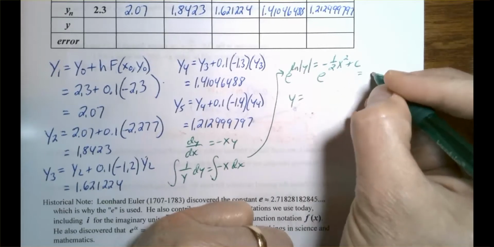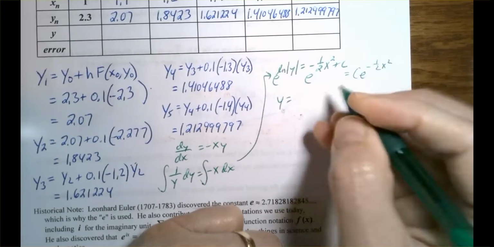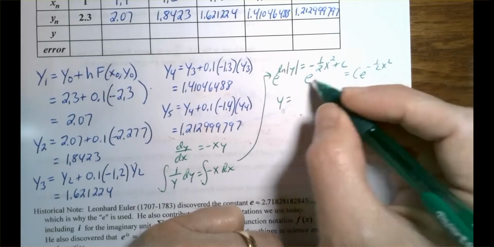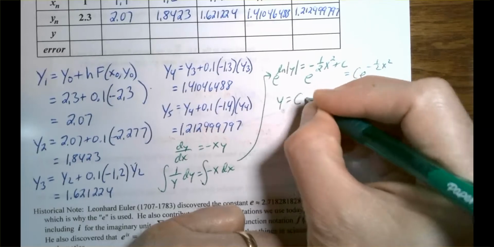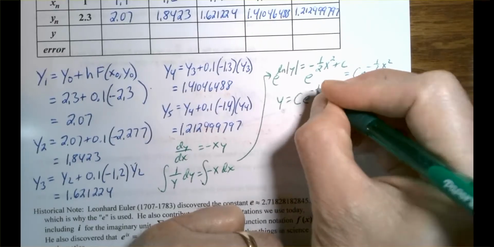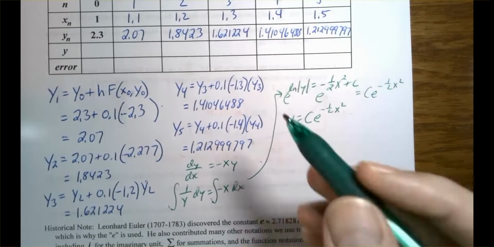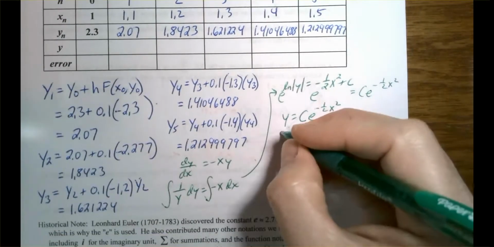And this is really just the same thing as some constant times e to the negative 1/2 x squared, because it's e raised to this times e raised to this. And again, if the absolute value of y is a constant times e to the negative 1/2 x squared, then y is a constant times e to the negative 1/2 x squared. Now, in this particular case, I know it passes through the point 1 and 2.3. When x is 1, y is 2.3.